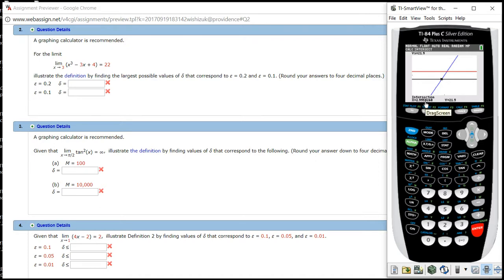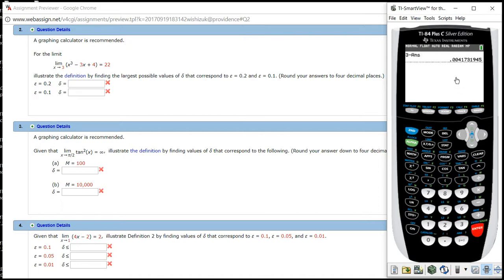Now we have to find the distance from 3. So first I'm going to get out, so quit. Then I'm going to do 3 minus the previous answer. In order to pull out the previous answer, you do second and this negative sign. All right, then hit enter.